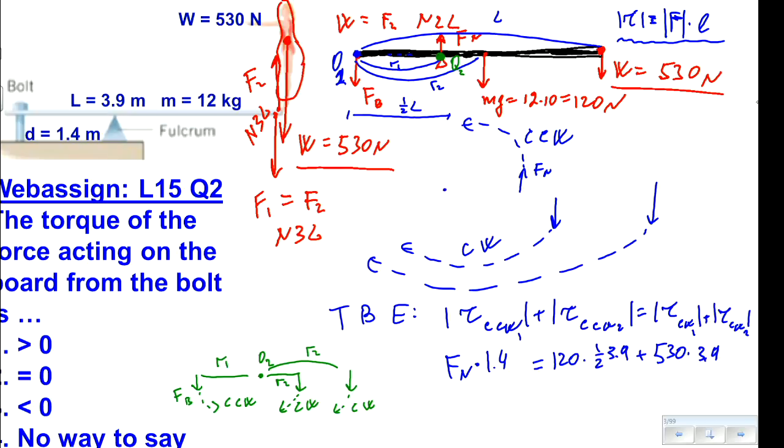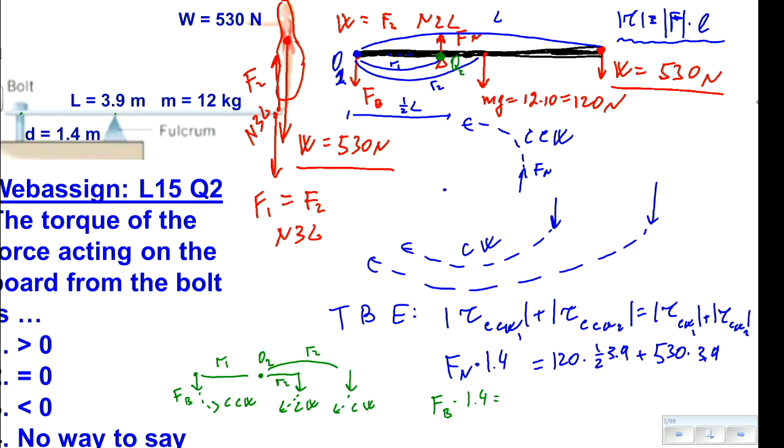We still have one counterclockwise torque and two clockwise, but all lever arms are different now. So with a counterclockwise torque, we should write force times the lever arm. The lever arm is this distance from the fulcrum to the bolt, 1.4.